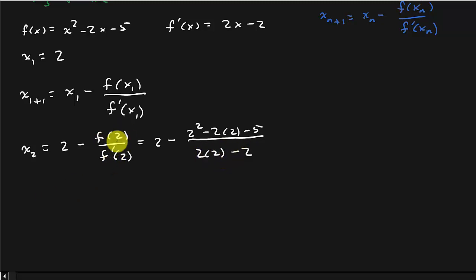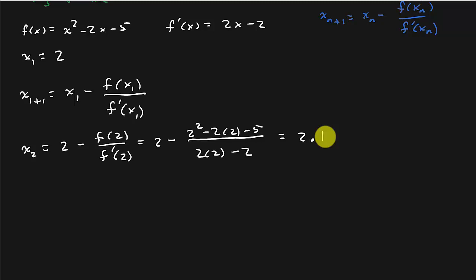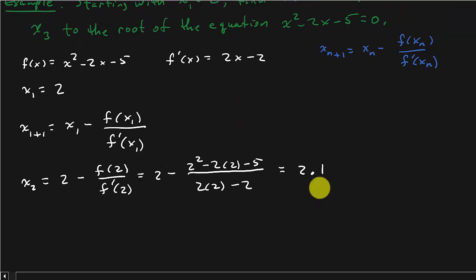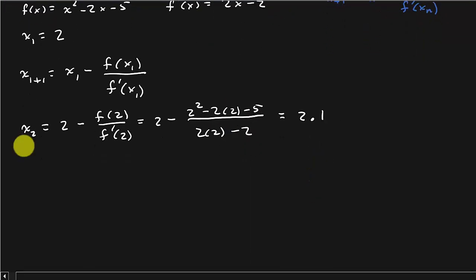All I did, for f of 2 and f prime of 2, was evaluate the function and the derivative at 2. When we punch all of that into our calculator, we end up with 2.1. So that's x of 2. But remember, they want us to find x of 3. We've got x of 2.